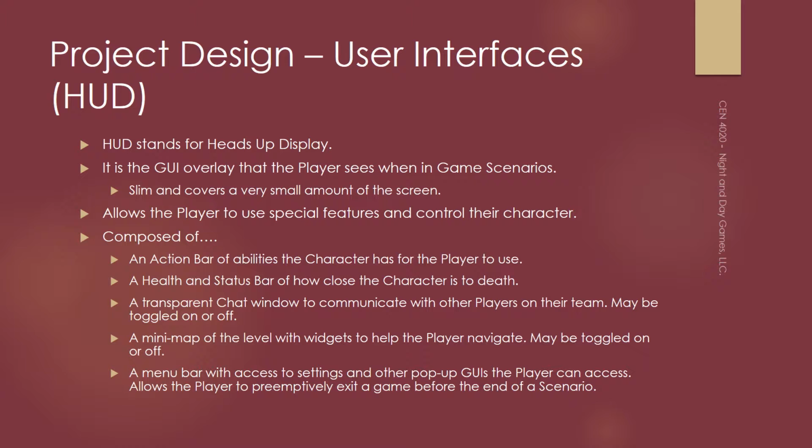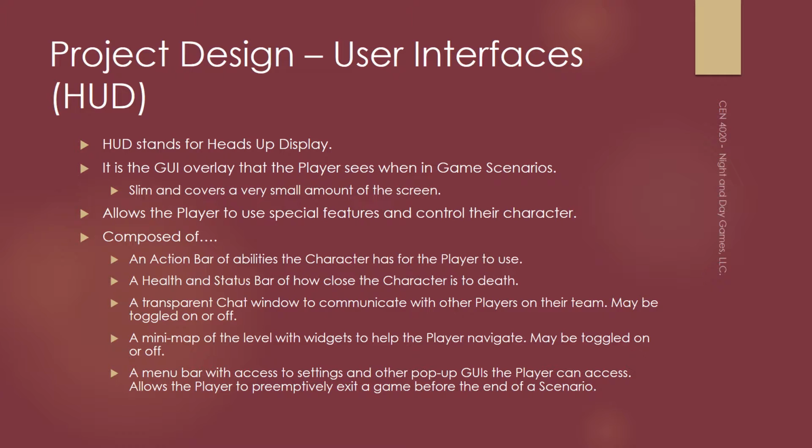The next user interface is the heads-up display or HUD. It is a GUI overlay that the player can see when in game scenarios. It is very slim and covers only a small portion of the screen. It allows the player to use the special features and control their character. It has an action bar that shows the abilities of the character. It has a health and status bar that shows how close the character is to death. A transparent chat window to communicate with other players on their team.